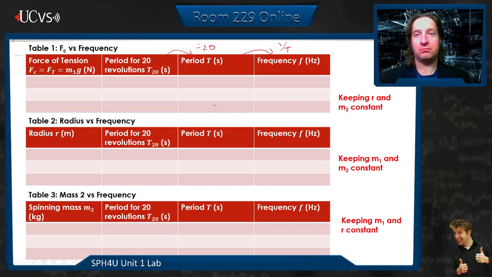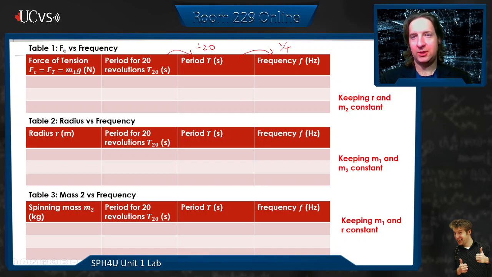A good idea is create these tables in Excel, and then you can use Excel to actually do those calculations for you. Since you're going to have to do 6, 12, 18 different calculations, you can have it do it for you. Okay? So notice in this one, where we're changing our tension force, you're going to have to decide on a radius and a mass. Make sure you write them down somewhere, but we're going to keep them constant. We're not going to change them. We're going to keep the radius the same and M2, the spinning mass, the same. Make sure you write them down. Okay, that'll be our first procedure.